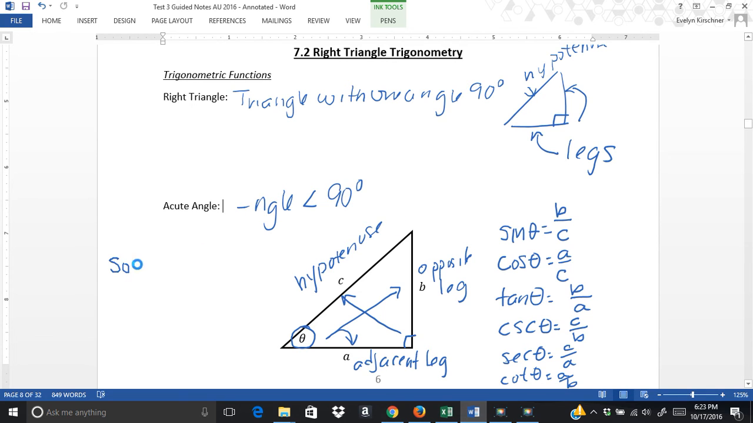Sometimes we say SOH CAH TOA. Sine is opposite over hypotenuse. Cosine is adjacent over hypotenuse, and tangent is opposite over adjacent.